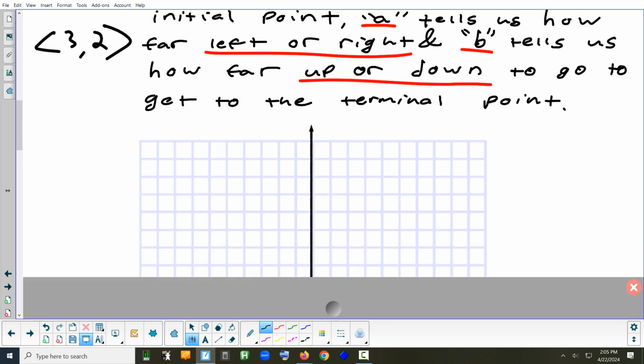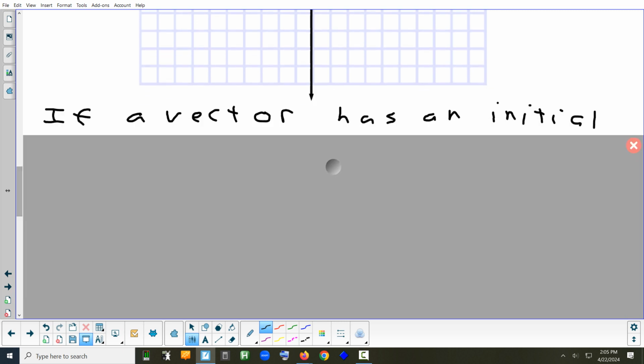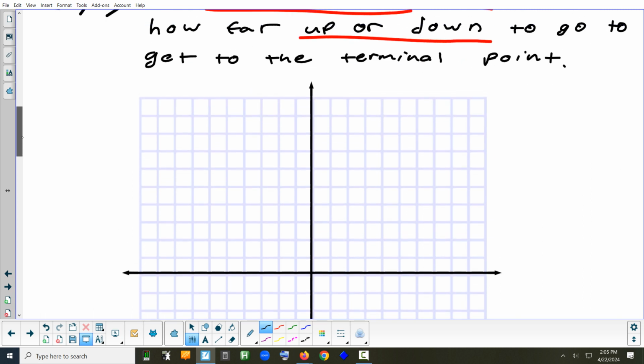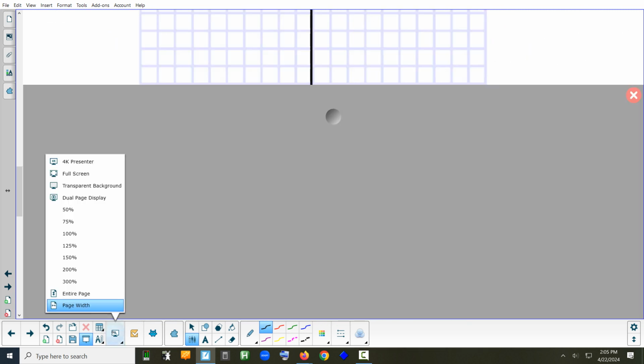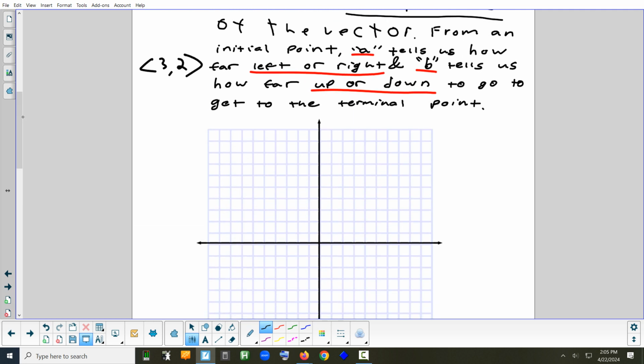If I was going to draw the vector 3, 2, let's use that as an example. Let me zoom out a little bit. 3, 2 could be drawn like this. 3, 2 could be drawn like this. Put it over here, 3, 2. You can put it anywhere you want. Those are all the vector 3, 2.